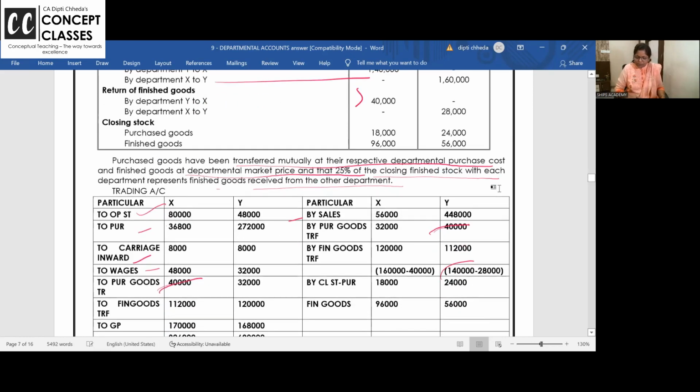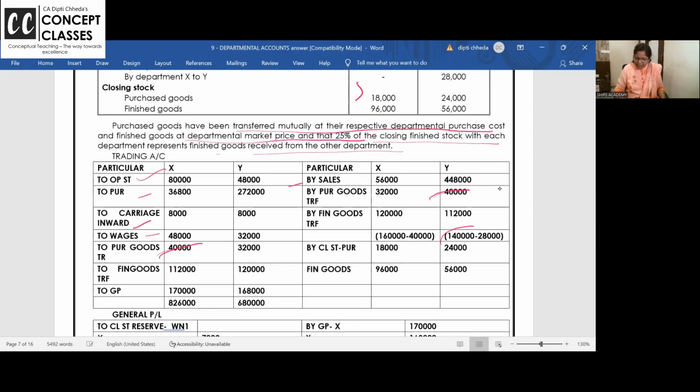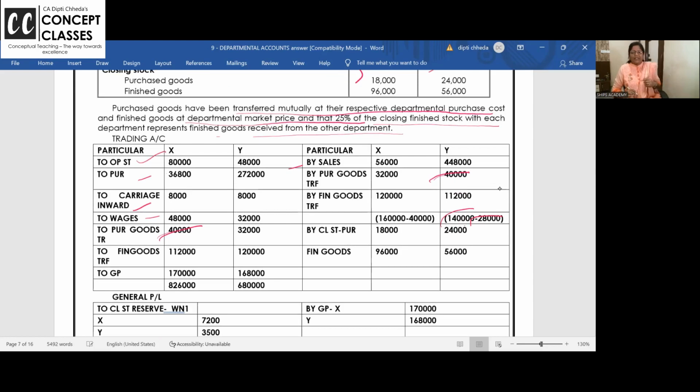Y ने X को 140 के गुड्स वापस दे दिए. आर यू ऑल विथ मी? Y ने X को 140 के गुड्स दे दिए. नाउ X ने Y को रिटर्न कर दिया 28,000, तो वो 28 नेट हो जाएगा ना. नेट ऑफ Y is giving to X 140, X is giving back 28, so net transfer is 112 by Y to X. Y 112 credit करो, X 112 debit करो. ये यहाँ आएगा. Clear to all of you or not?